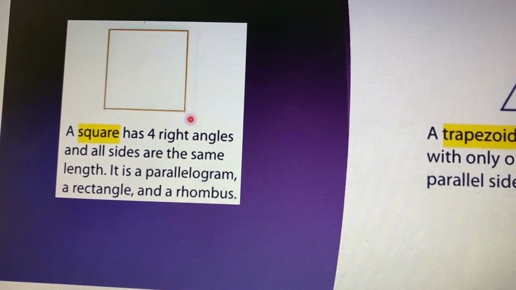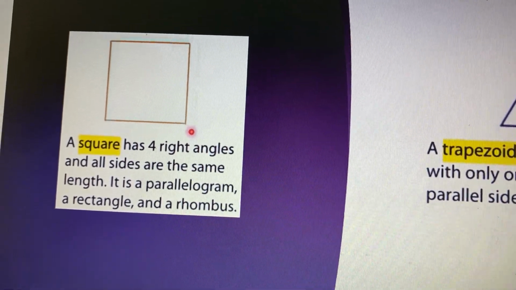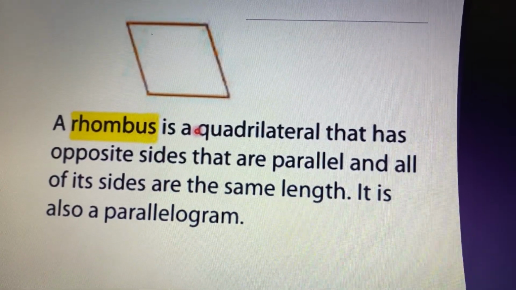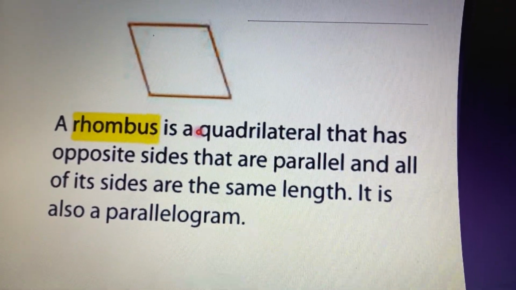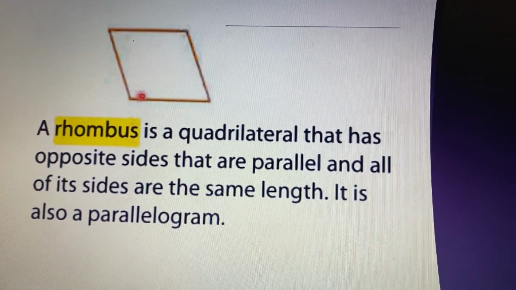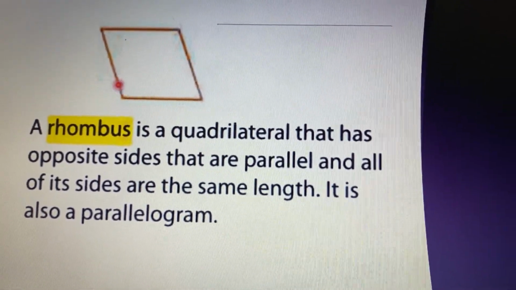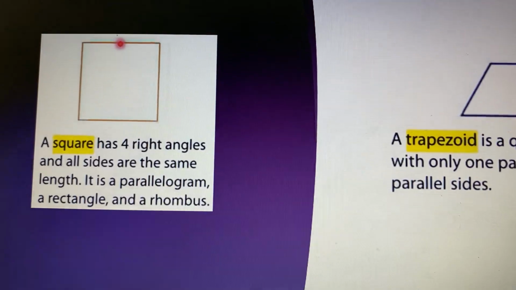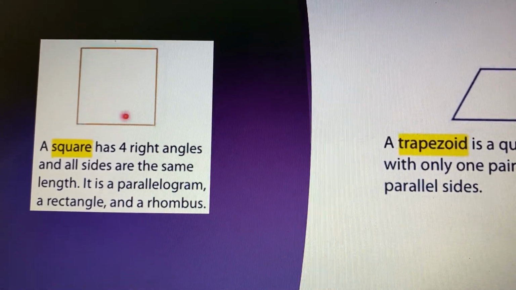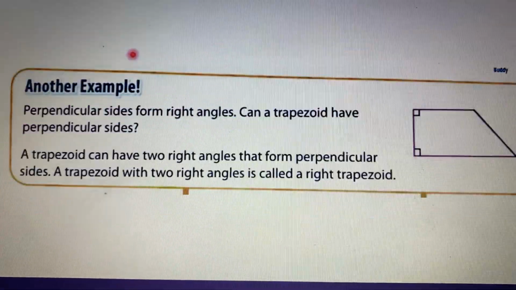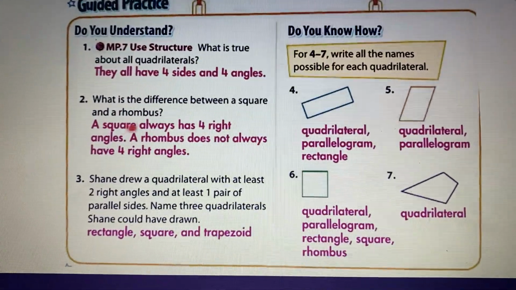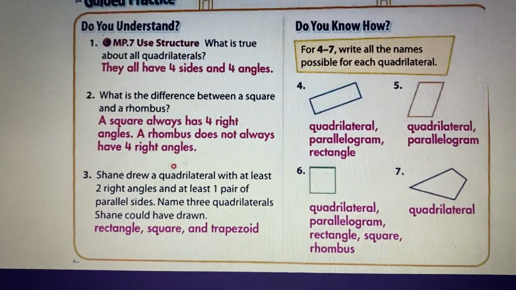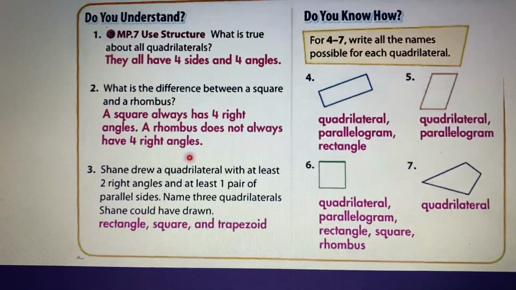The sides and the angles. Now, first, all of the sides are parallel. We can have two pairs of parallel sides, right? Look at now the angles. The rhombus has two obtuse and two acute, but the square has four right angles. Let's go back. A square always has four right angles. A rhombus does not always have four right angles.